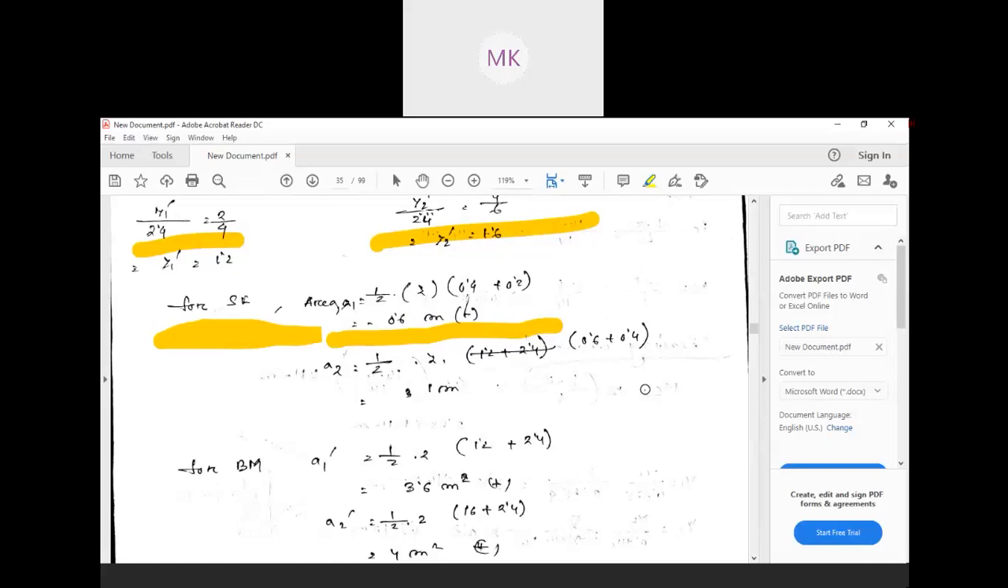Sir, that one is the area for a triangle, no sir? Half into base into height. Yes, sir, that's for a triangle.